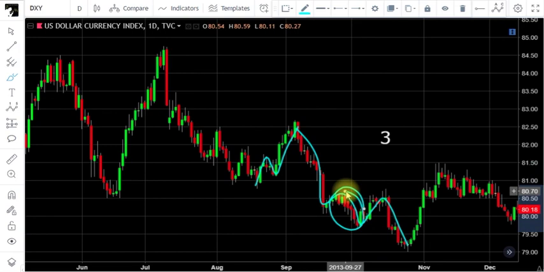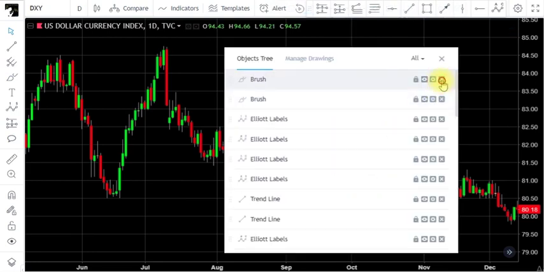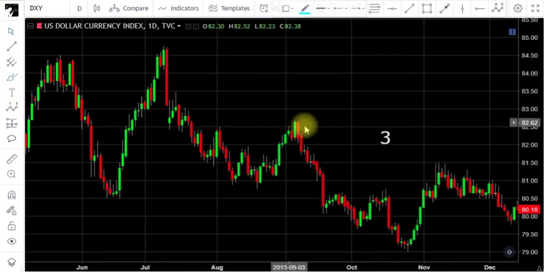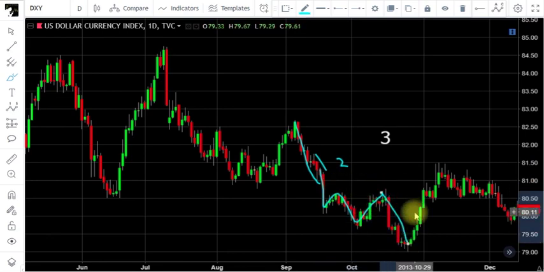correct. So what we perhaps need to do with this one, and this is part of the difficulty of counting these things, is that perhaps the first wave comes to there, and then we've got a running flat for our second wave, and then that's our third wave. This is our fourth wave, this whole correction, and then there's our fifth.